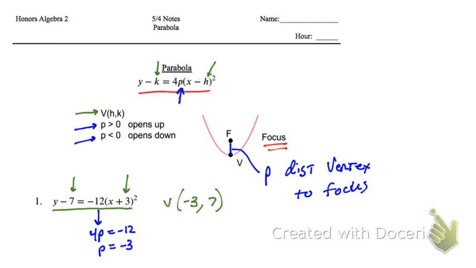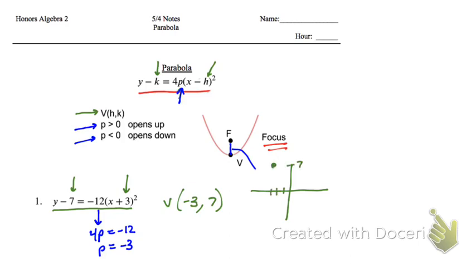Now what does that tell us? Let me clear some room over here. If we were to sketch this parabola, we know our vertex is at negative 3, and then up here at positive 7. That's where our vertex is. Since p is negative, what's that tell me about my parabola? It opens down. So my parabola is opening down.